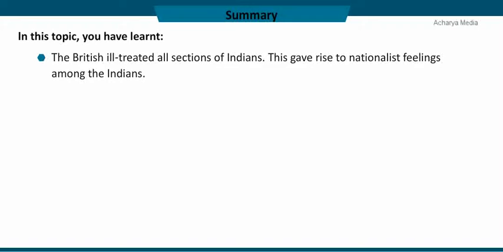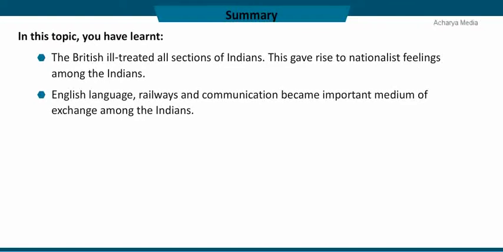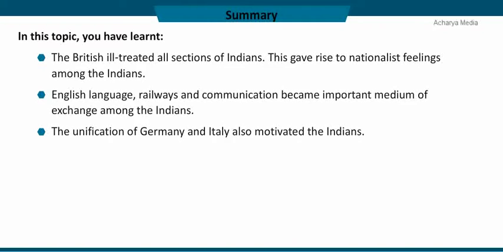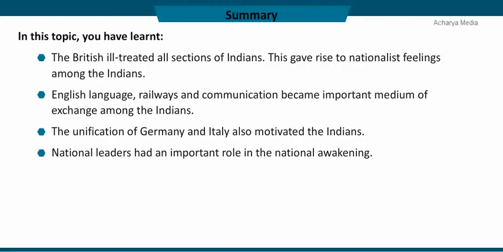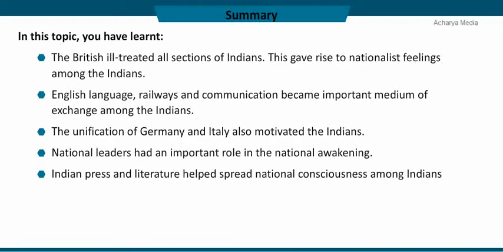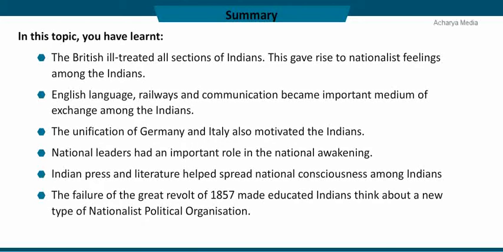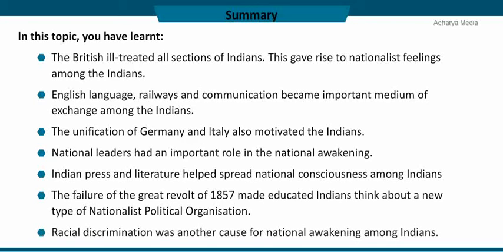This gave rise to nationalist feelings among the Indians. English language, railways, and communication became important medium of exchange among the Indians. The unification of Germany and Italy also motivated the Indians. National leaders had an important role in the national awakening. Indian press and literature helped spread national consciousness among Indians. The failure of the Great Revolt of 1857 made educated Indians think about a new type of nationalist political organization. Racial discrimination was another cause for national awakening among Indians.